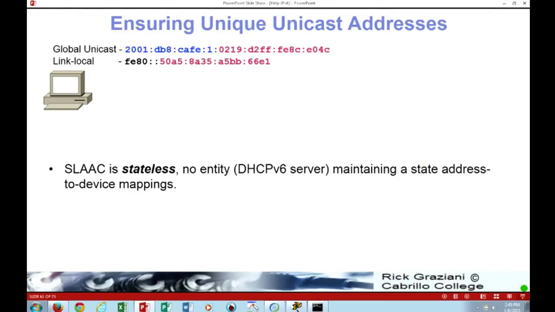Now there's a great question that said, well, how do I know it's unique? Okay, so there's an RFC, because there's an RFC for everything, that used to state that devices had to do this, but it's no longer required. What I'm about to tell you now is only recommended. It's called duplicate address detection.